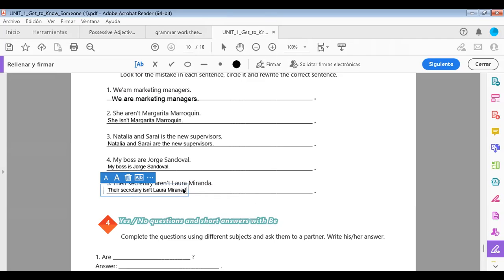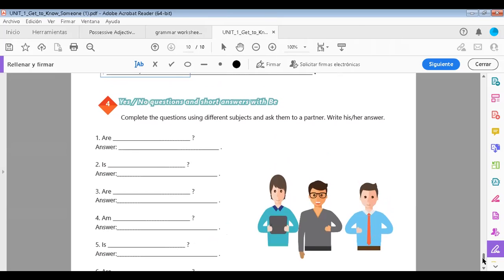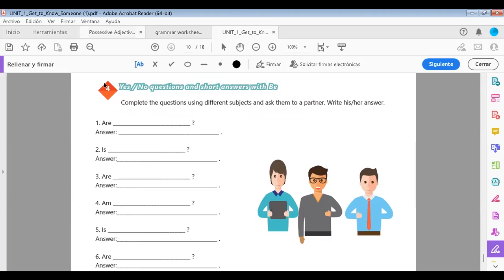So let's continue with the next part. So we have exercise four. Okay, exercise four. We have to create some questions. Yes, no questions and short answers with be. Complete the questions using different subjects and ask them to a partner. Write his or her answer. R, could you give me a question? Give me an example. Are you a new supervisor? Okay. Well, that's great.